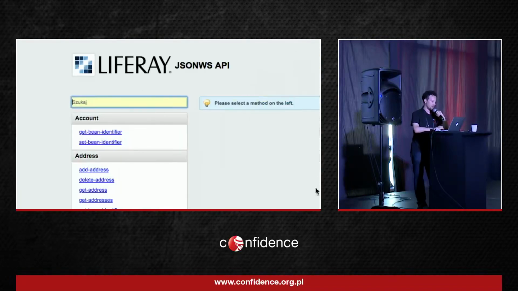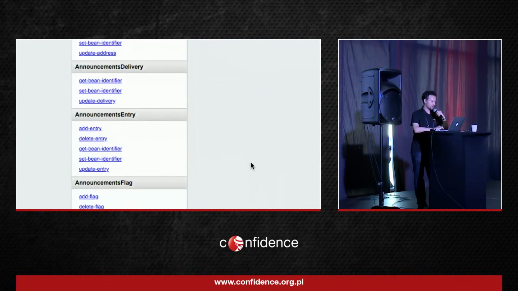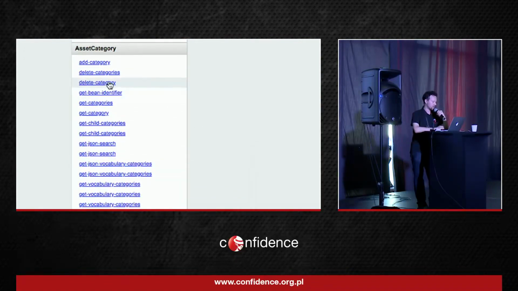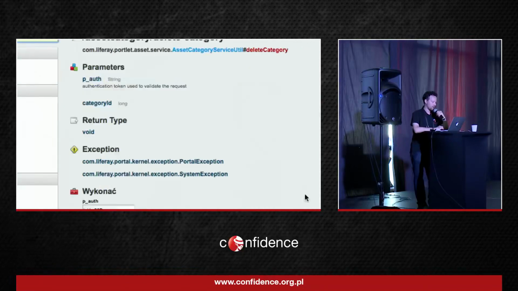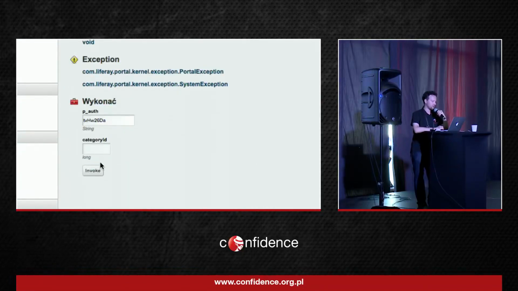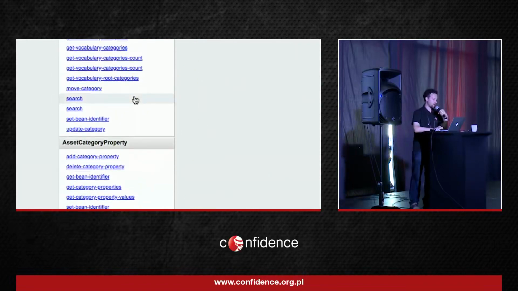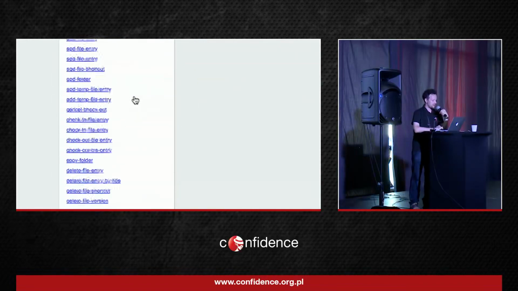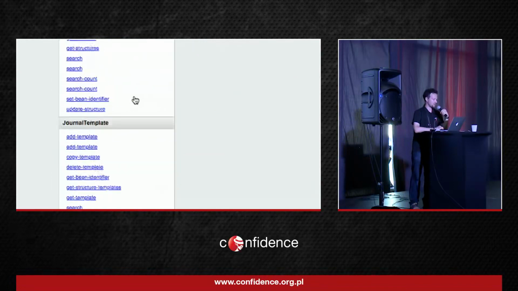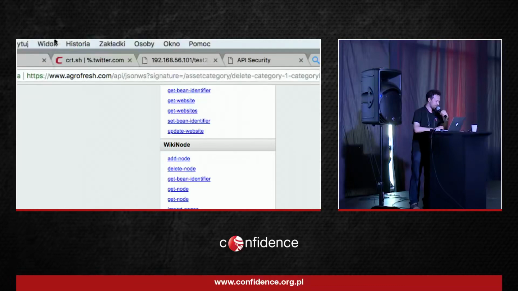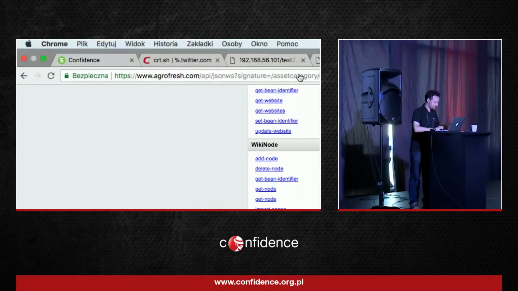And as you can see, we have this stuff with different functions. For example, I don't know, delete category. And we have all the parameters, and we can invoke. I won't do this, but in real pen tests, for example, or in a real attack, we can try this stuff. As you can see, many, many different functions. All right. So let's go back to my presentation.